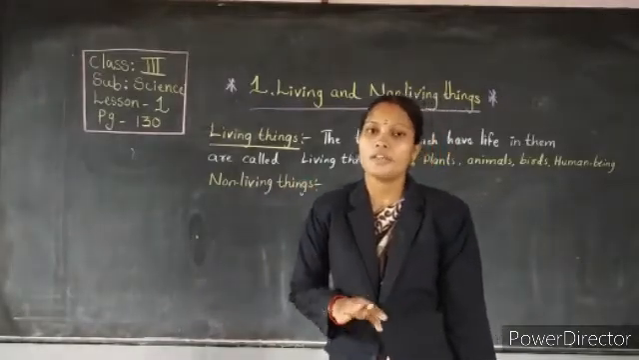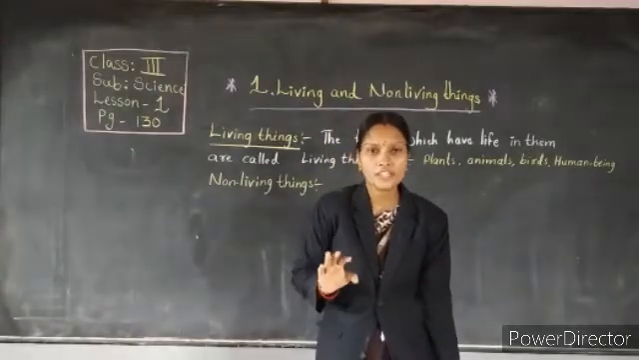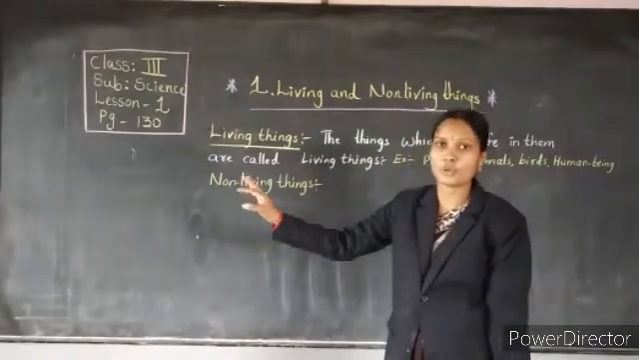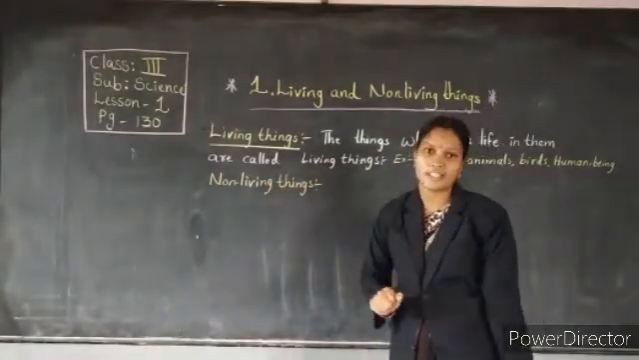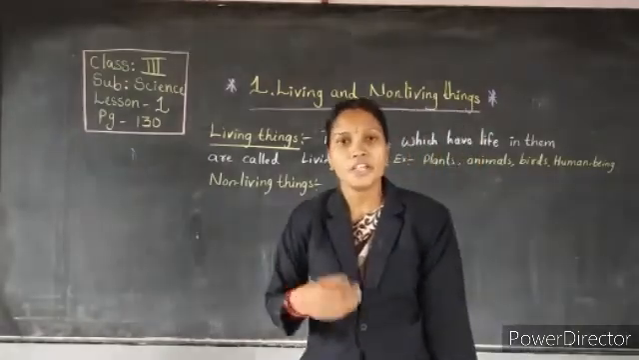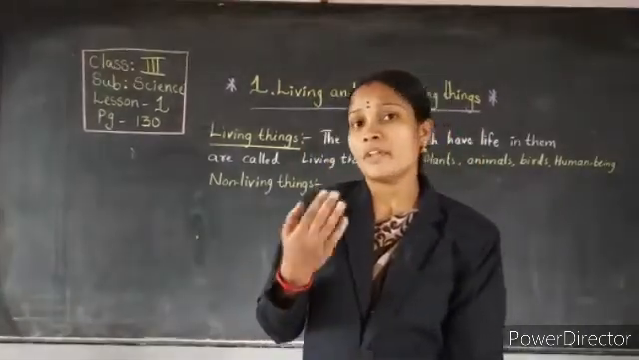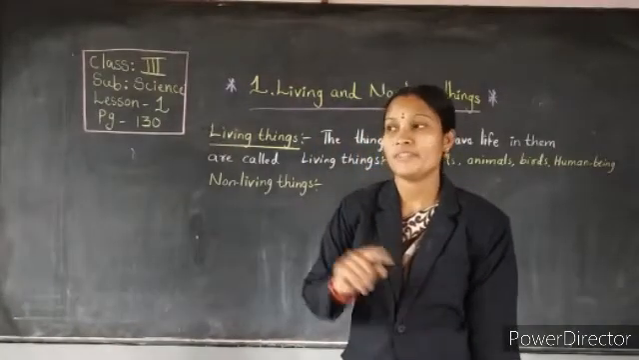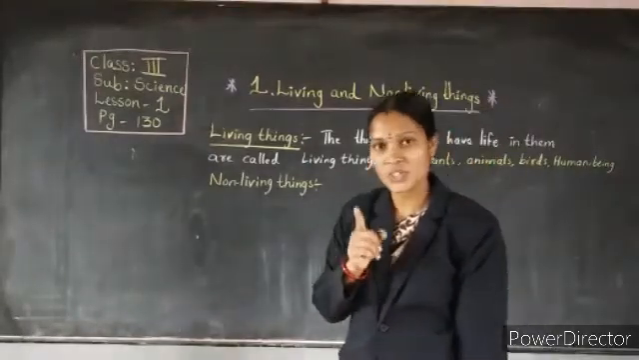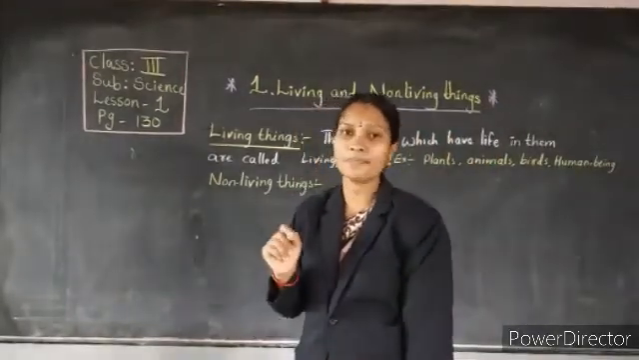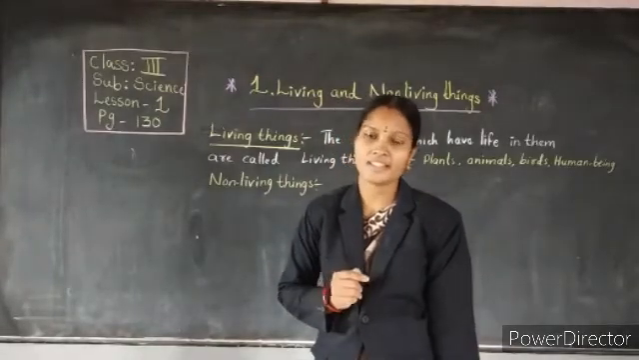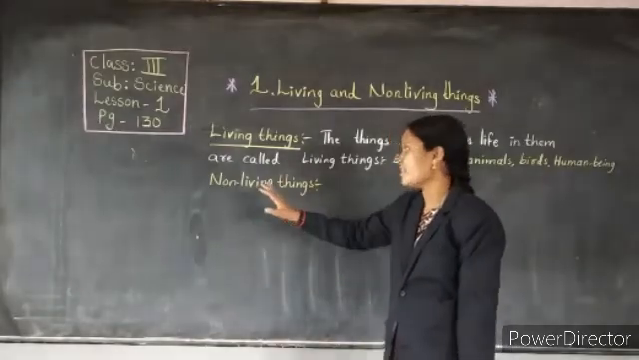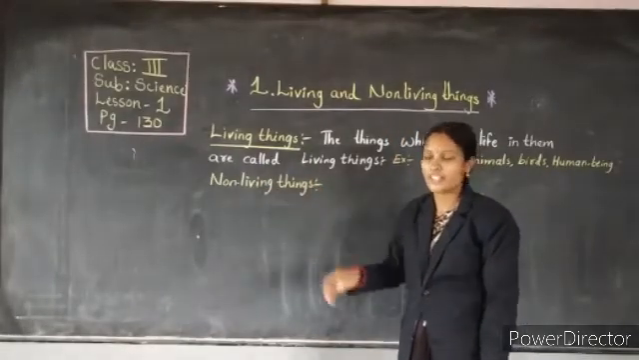And some natural things are also examples of non-living things. Tell me, students, which natural things are non-living things? Good. The sun. The sun is a natural thing, no? Yes. The sun, the moon, the stars are non-living things. These are natural things, examples of non-living things.